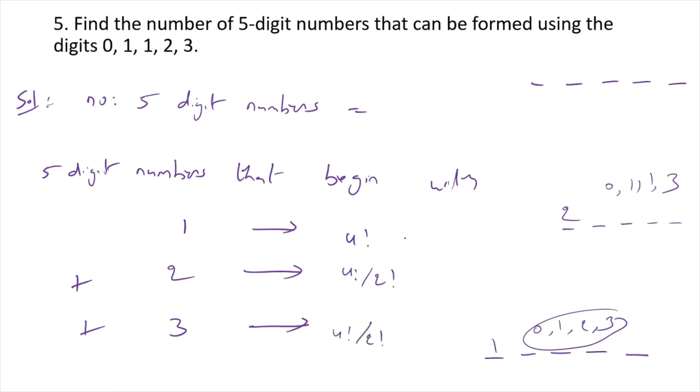So the total number of 5-digit numbers is going to be, total is equal to 4 factorial plus 4 factorial upon 2 factorial plus 4 factorial upon 2 factorial. So these are the total number of 5-digit numbers that can be formed using these digits.